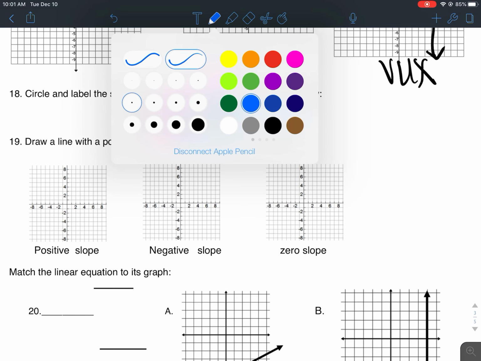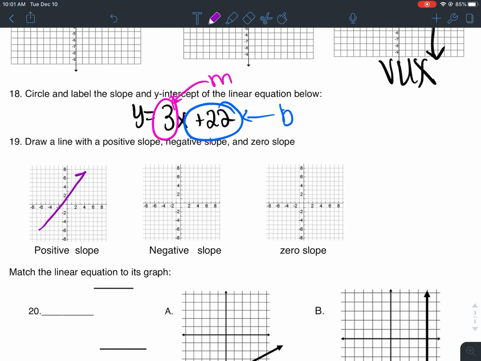Okay, so draw a line with a positive slope. So positive means going up, right? Negative is going down. 0 is kind of a flat line.